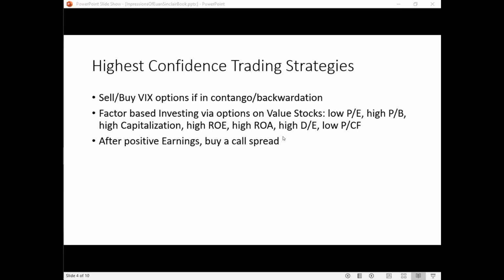And the third one, about earnings calls: obviously if they've done well, then in theory that's kind of like a momentum play as well, to a degree, by buying a call spread on the assumption that the positive momentum will continue for a while. Yeah, I'm glad you clarified that.